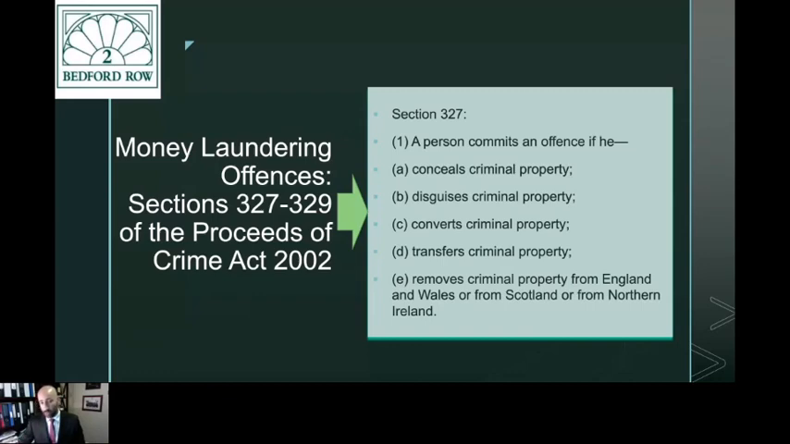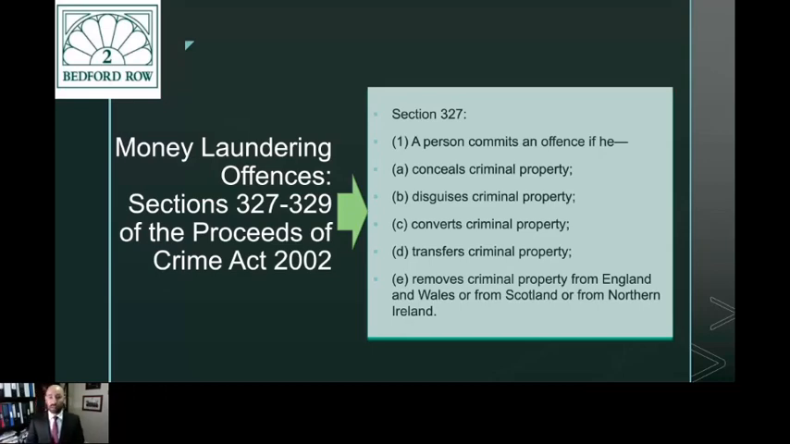It's also, however, used to charge less sophisticated offending. One clear example is the drug dealer who uses the benefit he receives from his trafficking to purchase goods such as property, cars, or jewelry. In doing so, he is both transferring and converting criminal property.